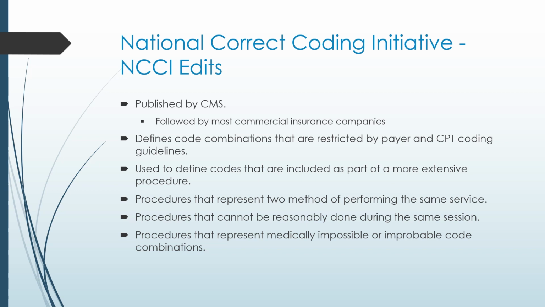So when we have a CCI edit or rule that is in place, it means that you're going to code for the most extensive CPT code available for the procedure that you did. A good example of this would be in orthopedics when we talk about our shoulder procedures. When we talk about the shoulder, we know that there are 3 separate compartments within the shoulder, and a lot of times we might be doing different procedures within the different compartments.